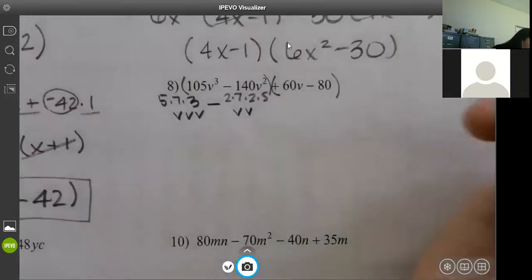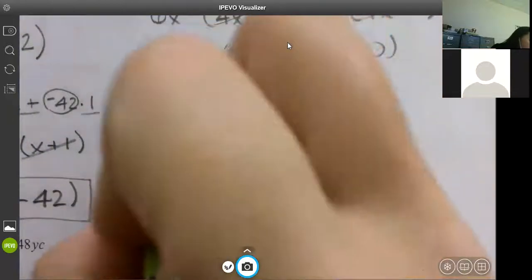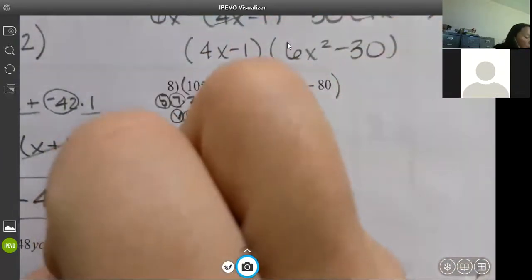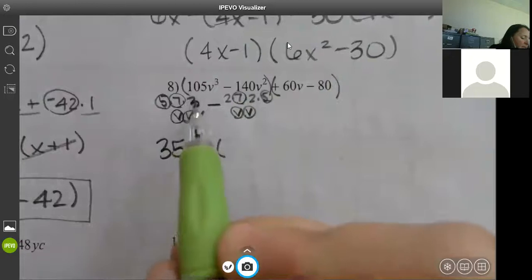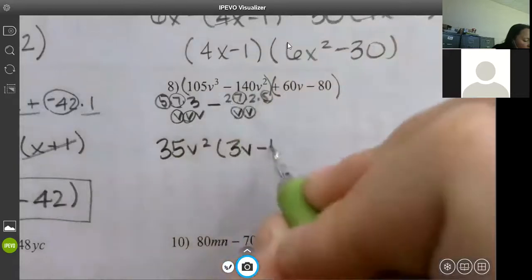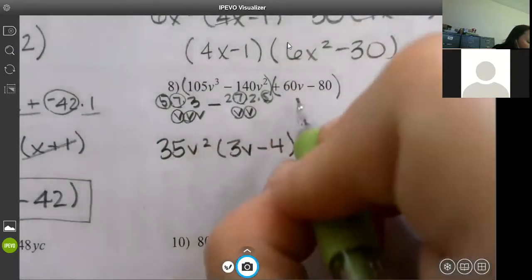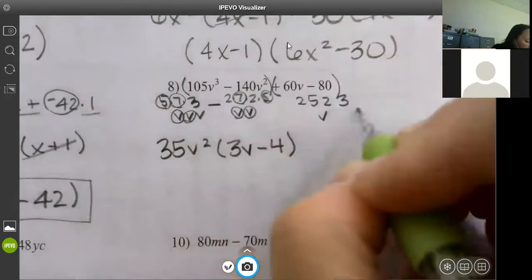What do they have in common? There's a 7, 2 v's. What else? And a 5. What is 7 times 5? 35 and 2 v's, so v squared. I did not circle 3v in the first. I have a minus. I did not circle 2 times 2, which is 4. What are your factors of 60? 10 and 6. 10 is 2 and 5. 6 is 2 and 3, and we have a v.